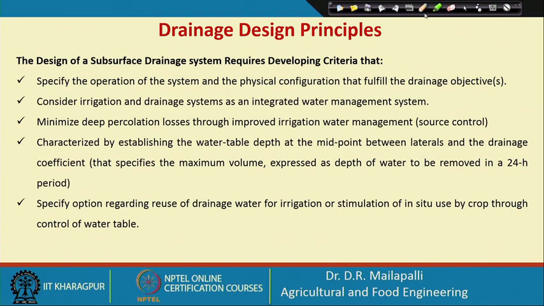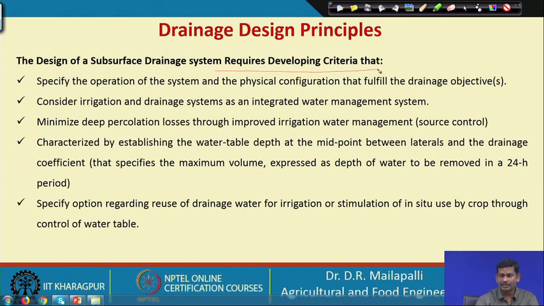Whenever we are talking about drainage design, it requires developing some criteria. The drainage design should specify the operation of the system and the physical configurations that fulfill the drainage objective. You have to see what our drainage objective is, whether to dispose of excess water on the surface or to remove excess water from the root zone as well as the salts. Based on the objective, you have to specify those objectives.